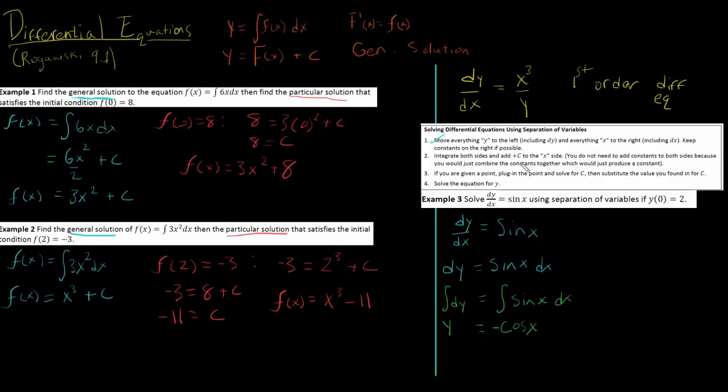Now, we only add a plus c to the x side. Why is that? If we put a constant on the other side, we would end up moving it over anyway. So we're not really going to worry about the constant on the left side. We'll just put it on the right side. So step 2, we're done, and this is our general solution.